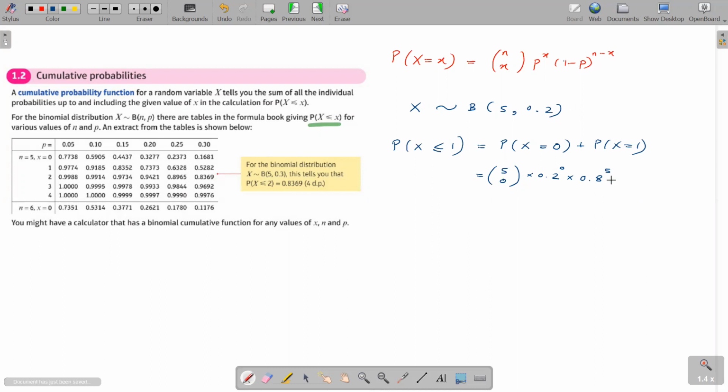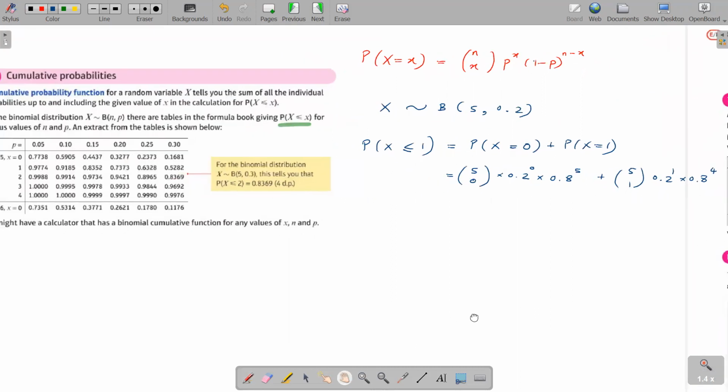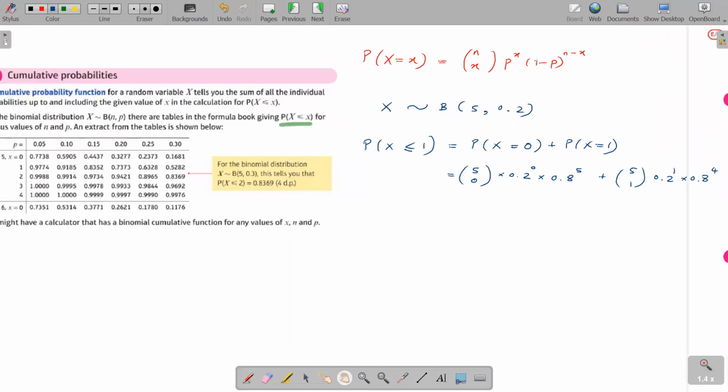Guys, do you agree? The next one, when X is 1, it's 5C1, probability of success 0.2 to the power 1, times probability of failure 0.8 to the power 5 minus 1. That's 4. Guys, let's type this in the calculator and get the answer. I think we get quite an exact answer, 0.73728. Guys, do you agree?